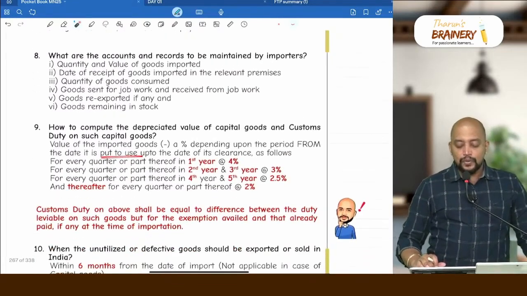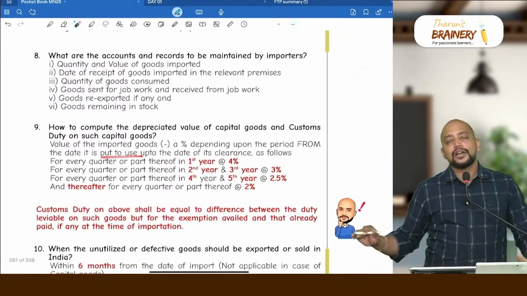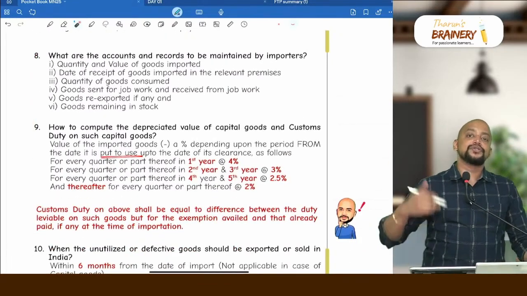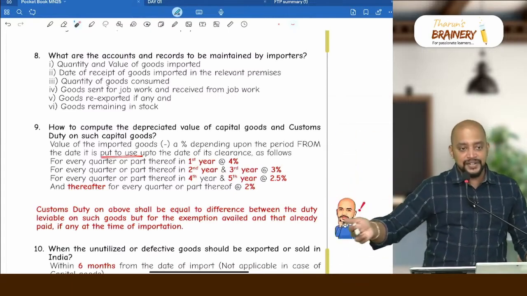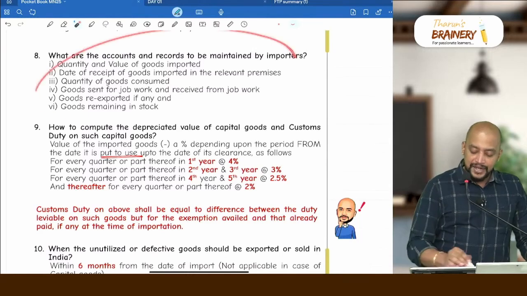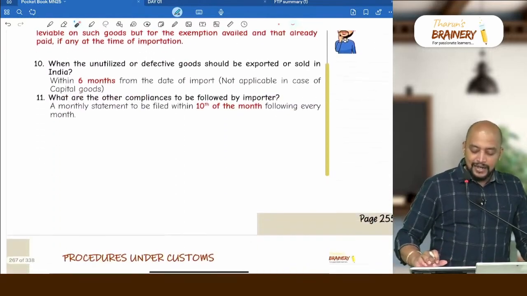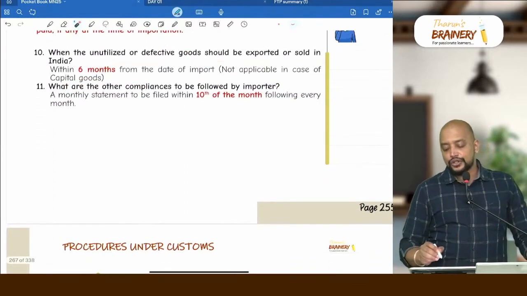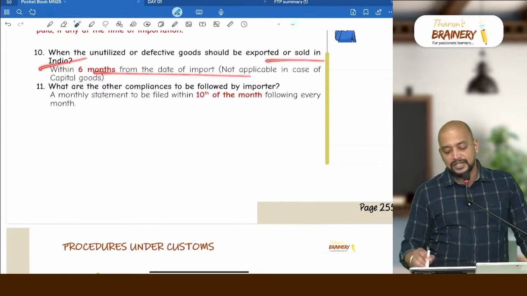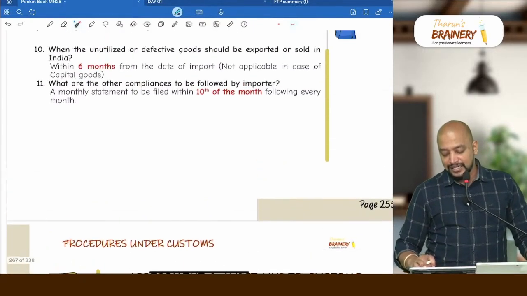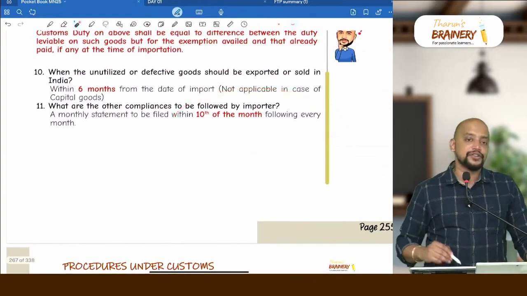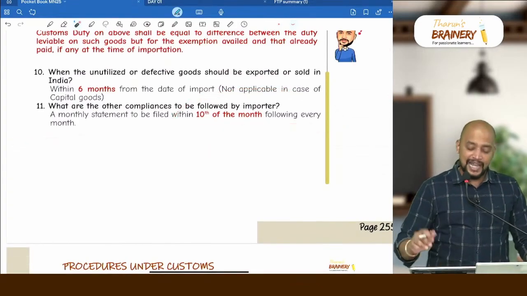And next, what are the accounts and records to maintain? All the accounts and records: how much quantity they received, how much used in manufacture, how much supplied to the specified end use recipient, how much used in services, what is the closing stock, everything to be maintained. Unutilized or defective goods should be exported or sold in India within 6 months, but this is not applicable in case of capital goods. And they need to furnish a monthly statement by the 10th of the month following every month.